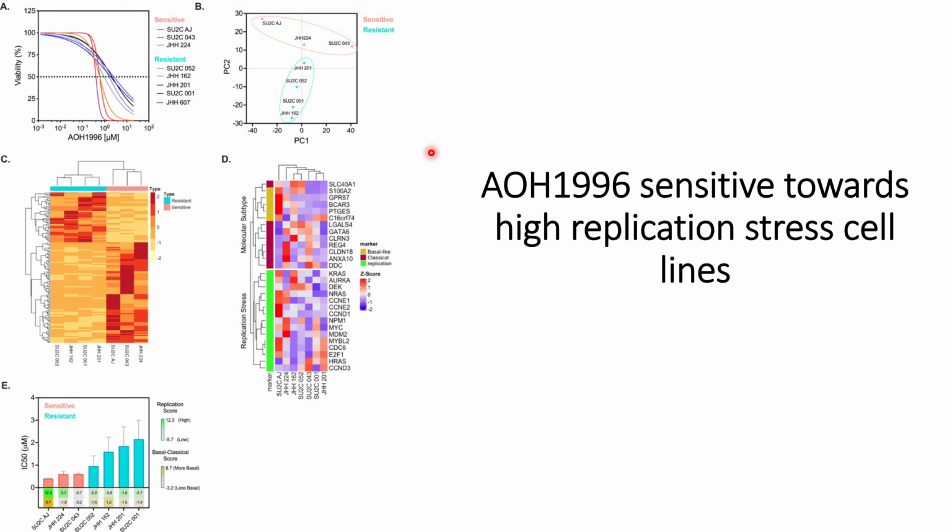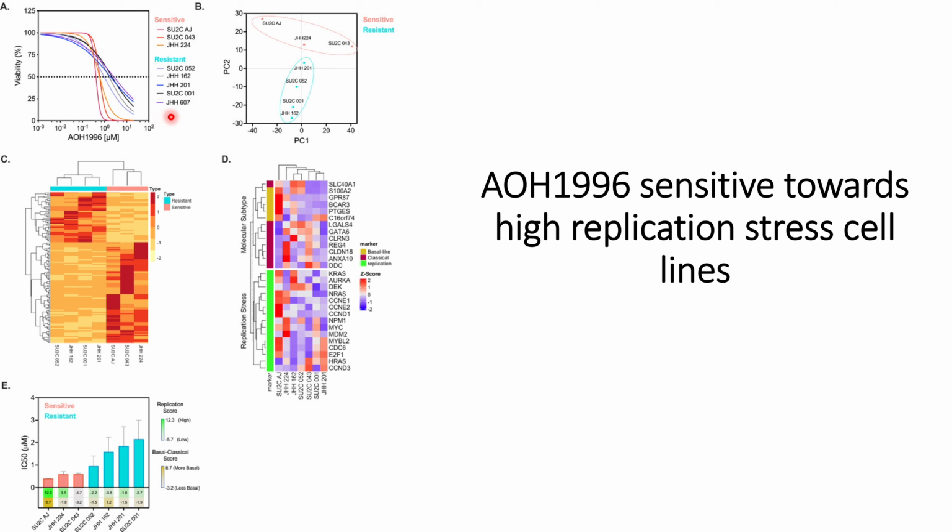In this case, the approach that they have followed is that they check the organoids of the different cell lines and check whether they are sensitive to AOH1996 or not, and thereafter they did the gene transcriptomic analysis to find out what the gene characteristics are of those cell lines that make them sensitive towards this AOH1996 and of the cell lines that are resistant towards it.